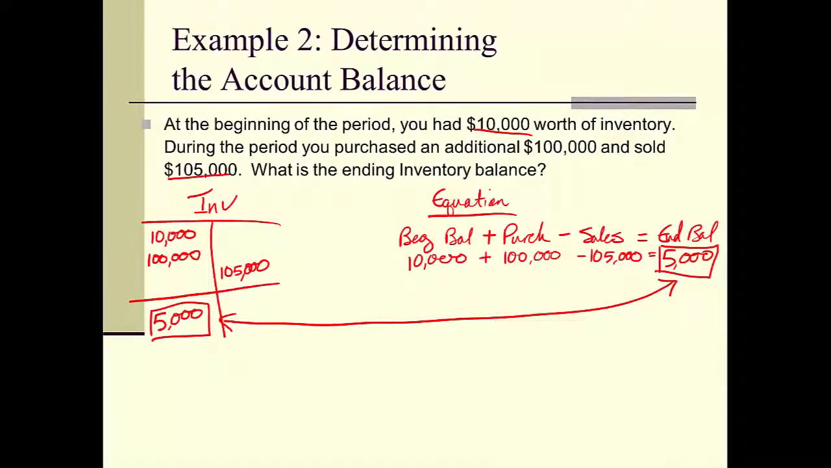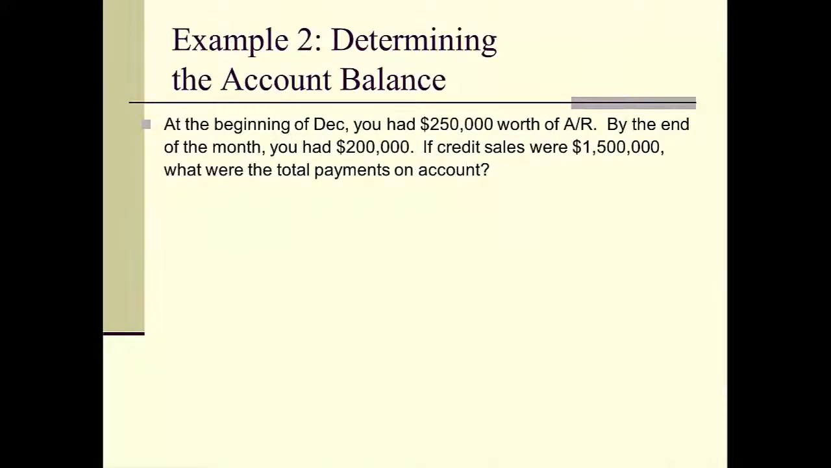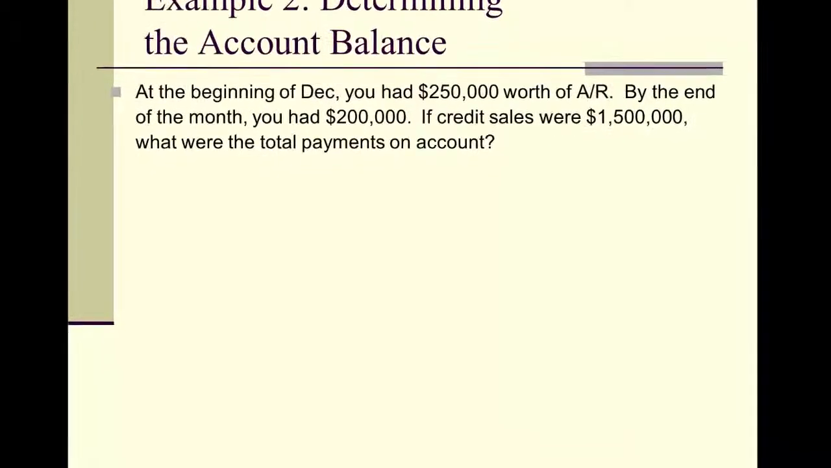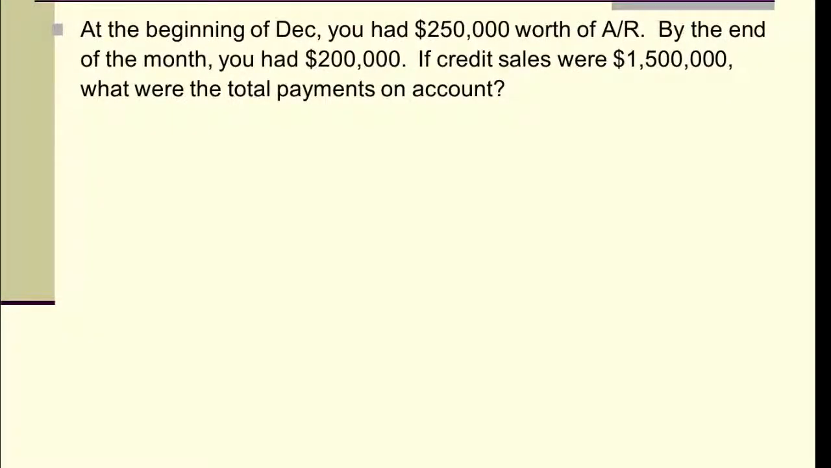Now let's take a look at a couple more examples that do this a little differently. Same basic idea, but now we've got different numbers coming. So here's the first one. At the beginning of the month of December, we had $250,000 of accounts receivable. At the end, we have $200,000. Our credit sales, or the additions to accounts receivable, were $1.5 million. We want to know how much we were paid. Go ahead and take a second, give that a try, and then we'll come back and talk about it.